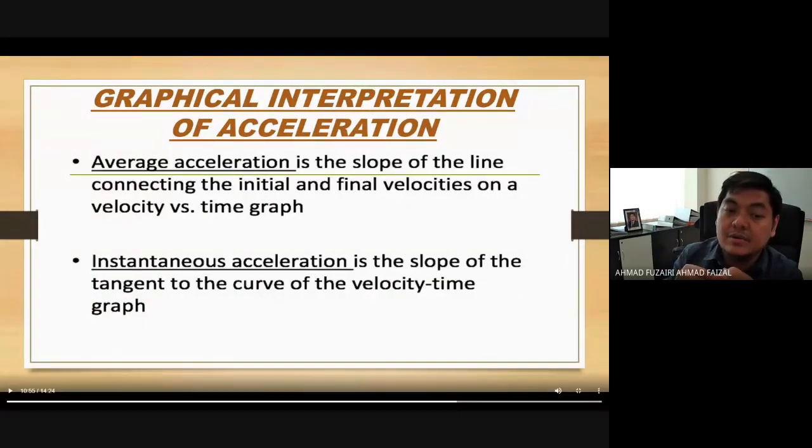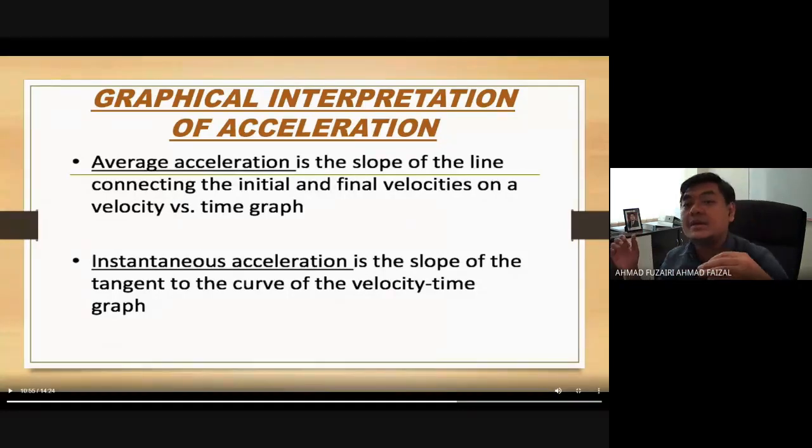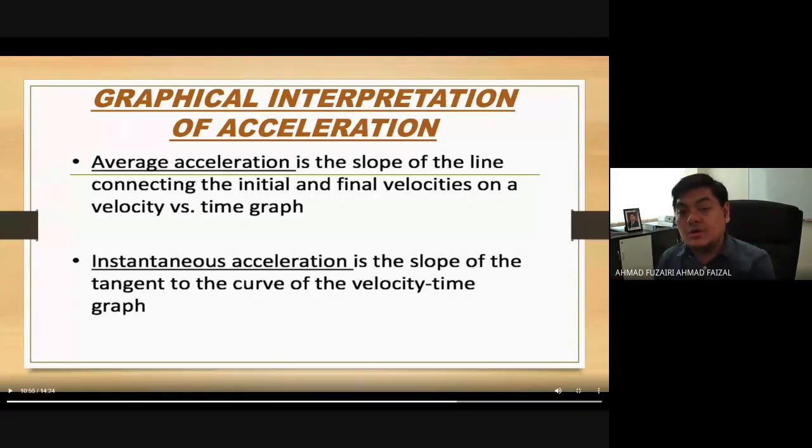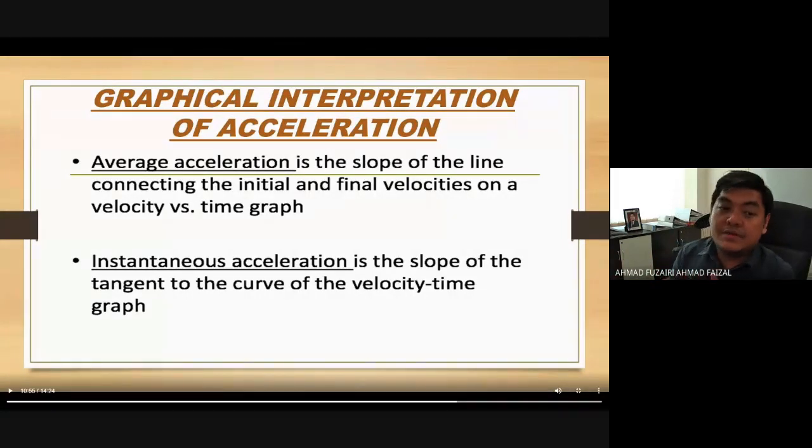Macam mana nak tahu instantaneous? Kena buat tangent. Kenapa tangent? Sebab velocity yang duduk di dalam instantaneous acceleration ni kebiasaannya velocity tu berbentuk slope, berbentuk a curve. Dia bukan straight line graph. But for the average acceleration, normally they put a straight line graph. However, you must know about the slope, because for v versus t, the slope always refers to acceleration.